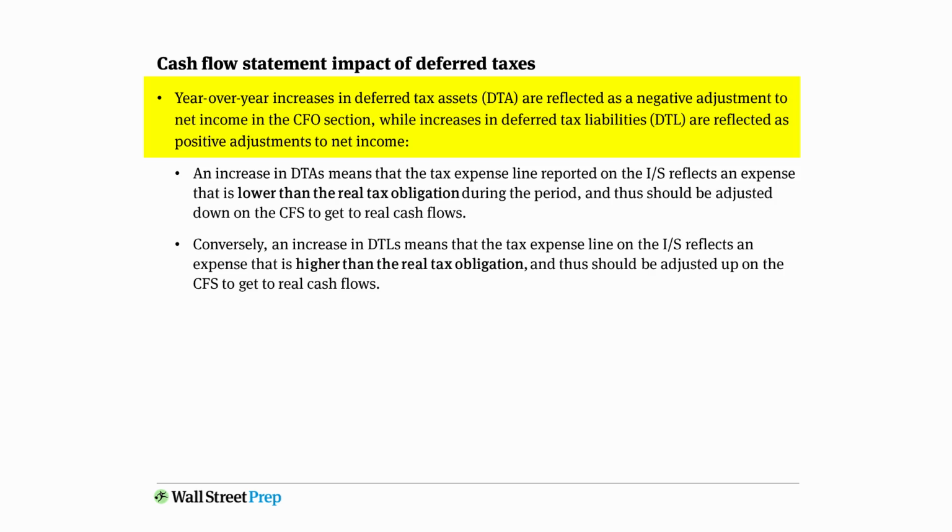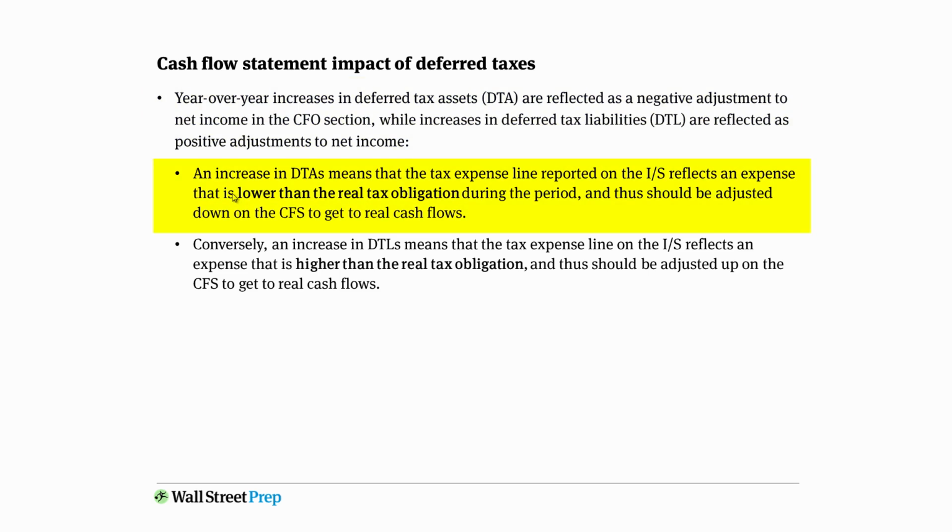Just like working capital items, in the same way that increases in working capital assets like accounts receivable from one period to the next are reflected as negative adjustments to net income in the cash from operations section, the exact same thing happens to deferred tax assets, while increases in deferred tax liabilities are reflected as positive adjustments. So similar to how year-over-year increases in accounts payable lead to positive adjustments to cash from operations, the same thing is happening to deferred tax liabilities.